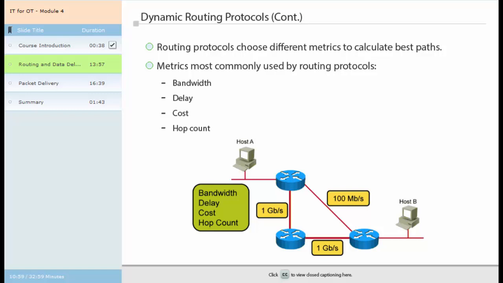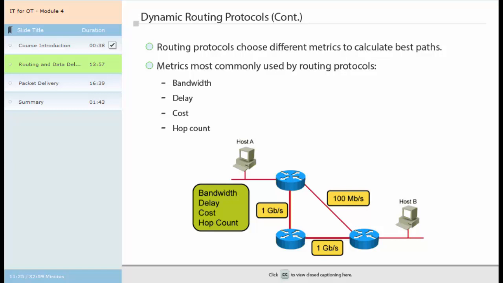The delay depends on the bandwidth of intermediate links, port queues at each router, network congestion, and physical distance. Cost is an arbitrary value that is assigned by a network administrator, usually based on bandwidth, administrator preference, or other measurement, such as load or reliability. Hop count is the number of routers that a packet must travel through before reaching its destination.